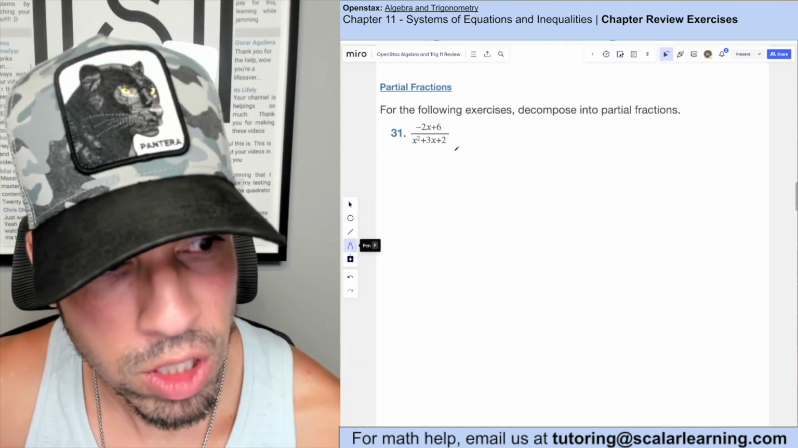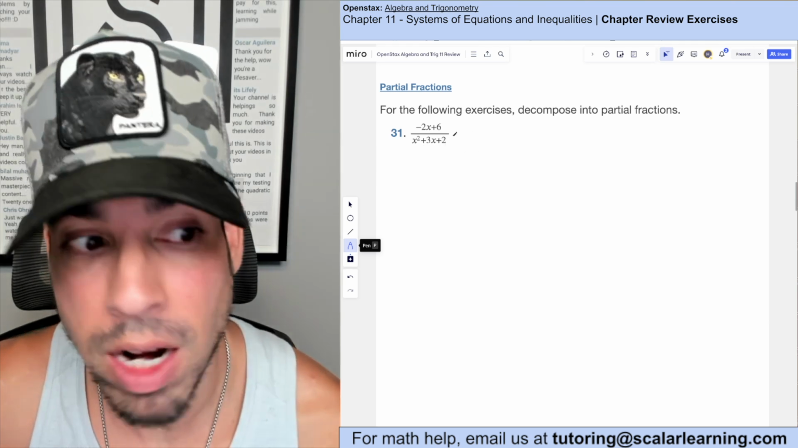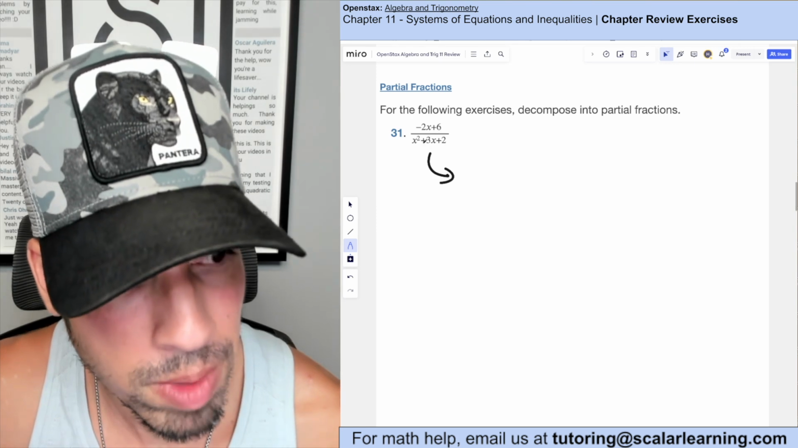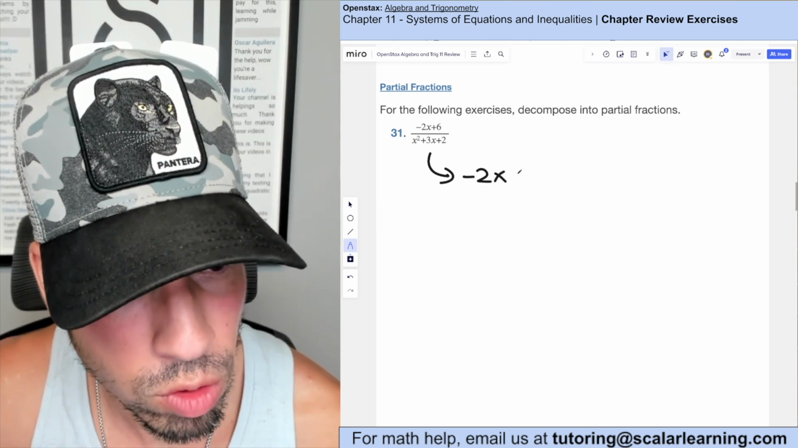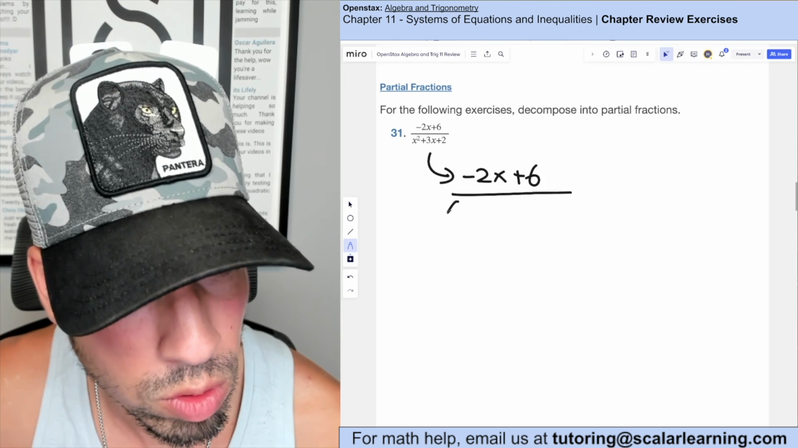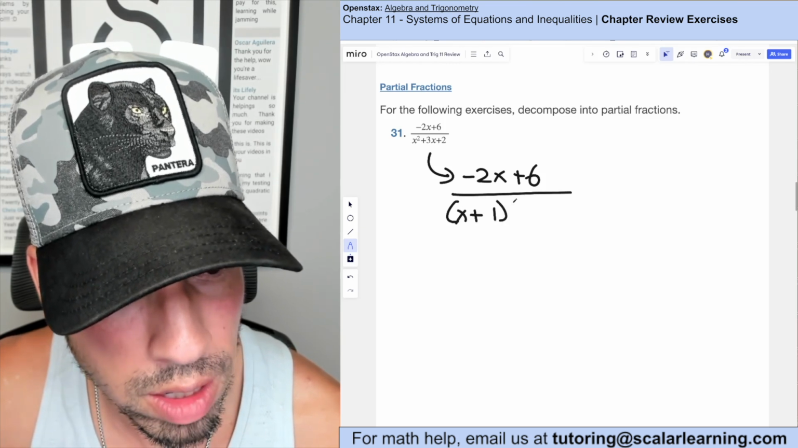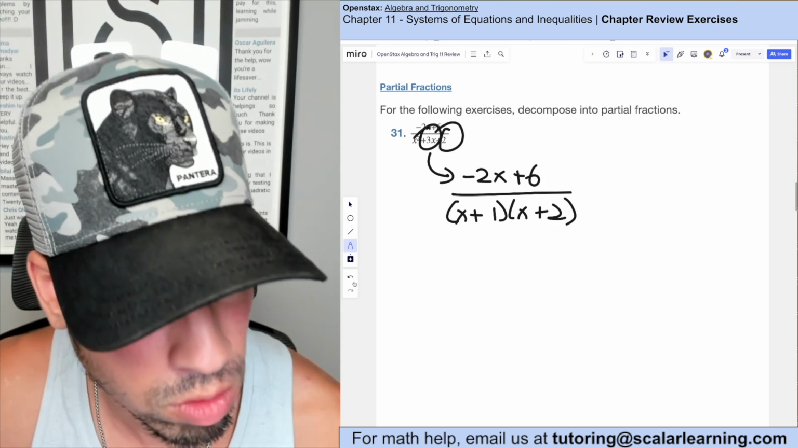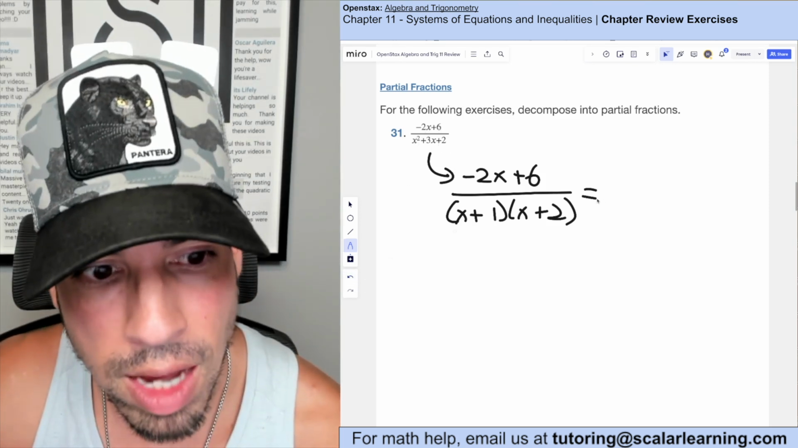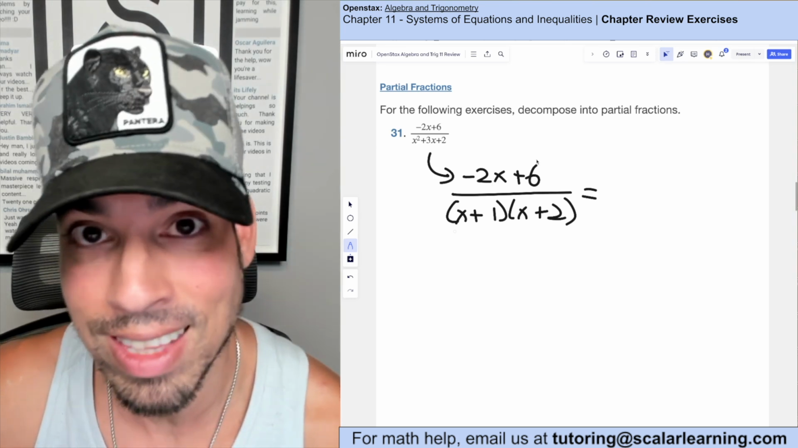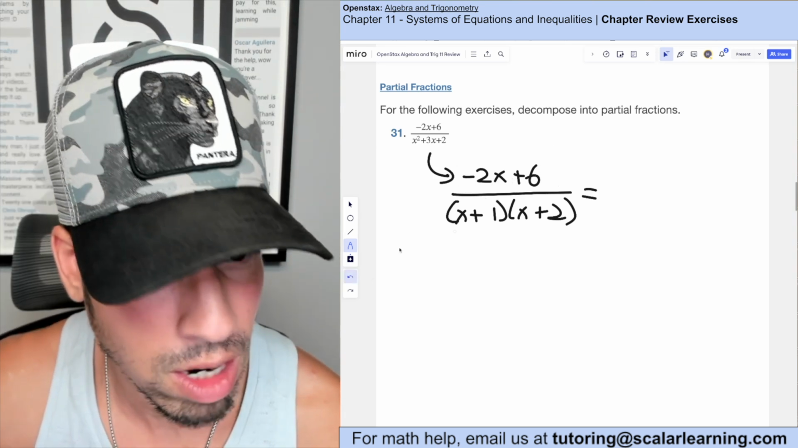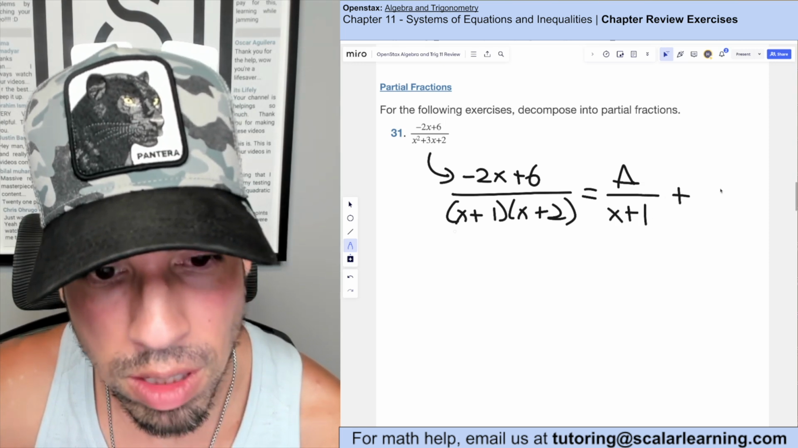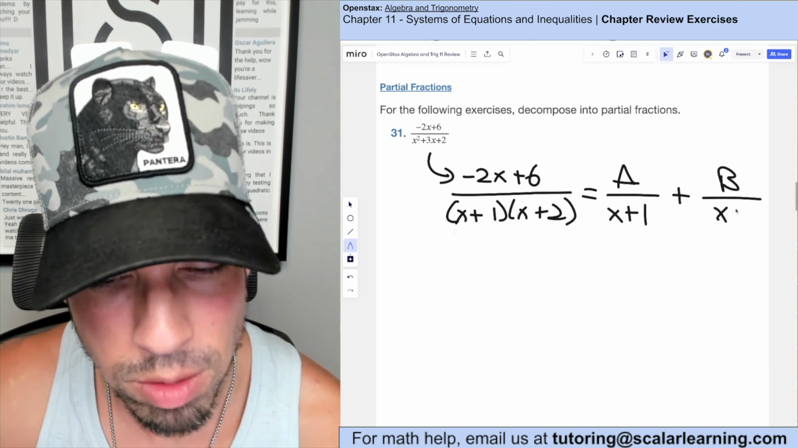Done. For this one, we're going to decompose the fractions. And before we start decomposing, I'm going to factor the denominator. So we got -2x plus 6 over (x plus 1)(x plus 2). So how did I know it's x plus 1, x plus 2? What multiplies to 2 and adds to 3? Positive 1, positive 2. And then as we decompose the fraction, since we got a nice linear expression on top, we got A over x plus 1 plus B over x plus 2.